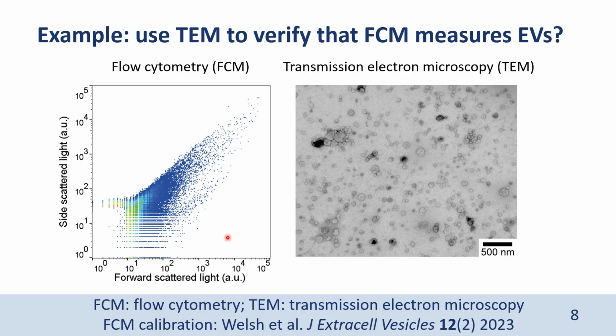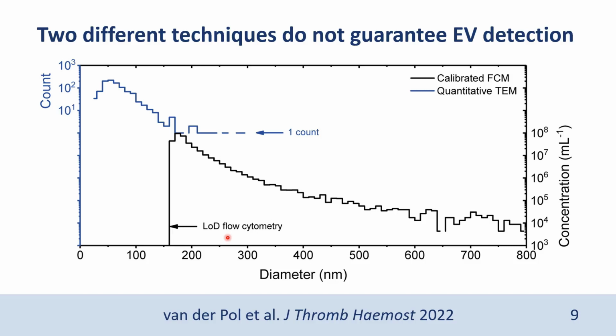But that conclusion is not necessarily true. Why not? You need to calibrate and you need to quantitate. If you do so, you will see that in this case, and this is the same data, the electron microscopy and flow cytometry data are measured in entirely different size ranges and entirely different concentration ranges. So here in blue, you see the size distribution quantitated with electron microscopy, and in black, the size distribution of particles measured with flow cytometry after calibration. These techniques do not confirm that you're looking at the same particles.